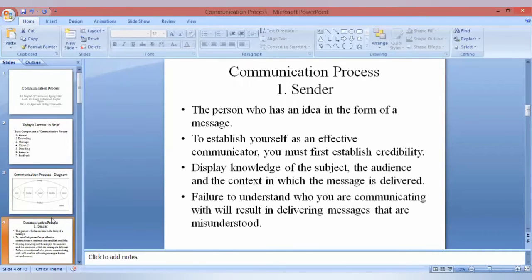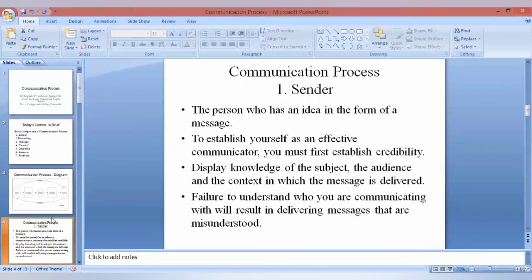As far as the first component of communication process is concerned, it is known as sender or the source. The sender is the person who has an idea in the form of a message. It is the sender who conceives an idea, who wants to deliver that idea, share that idea, communicate that idea with another person. So the person who has an idea in the form of a message is simply known as sender.